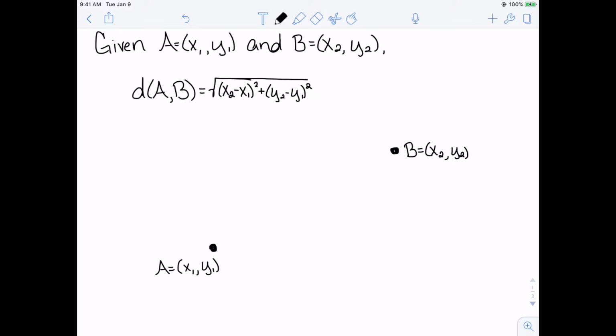Let's consider two arbitrary points A and B, and I'm going to draw the line segment between them. What I'm actually looking for when I say the distance is the length of this side right here. I want to find the length of this segment. And to see where this formula comes from, we're actually going to turn these points and this segment into a right triangle.